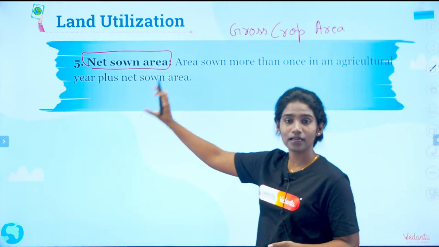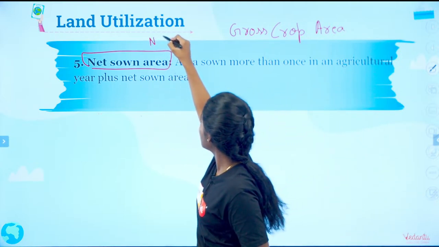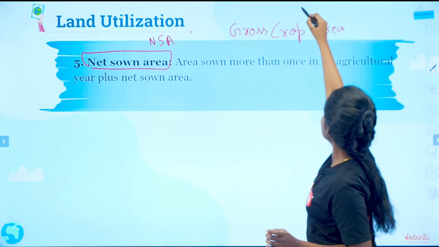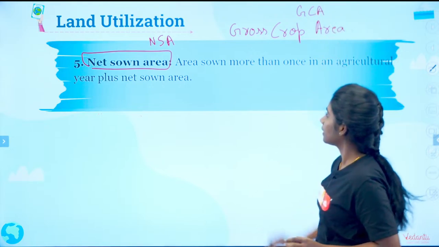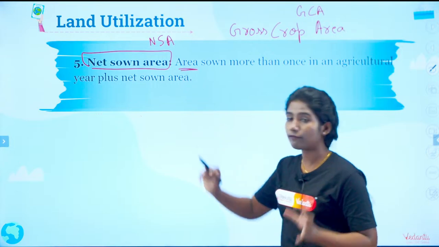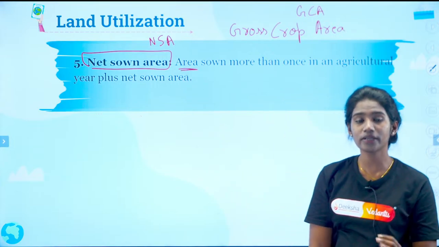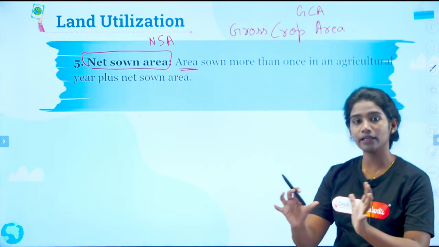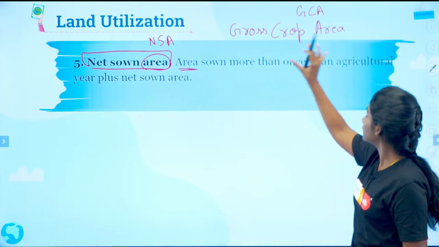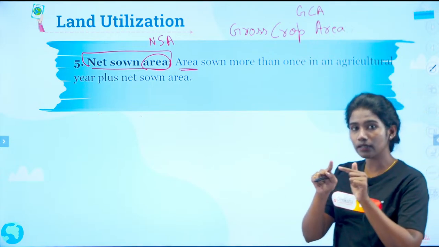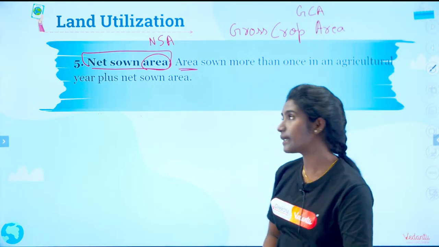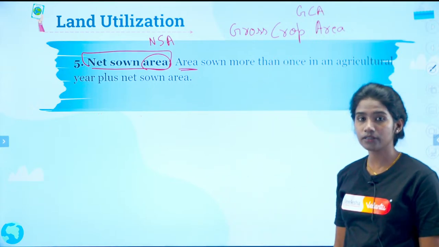Okay, so here the net sown area is abbreviated as NSA, and the gross crop area is abbreviated as GCA. So, now what is net sown area? Net sown area is the area where the crop is sown and the cultivation happens. It is talking about the area, whereas gross crop area is how many times the crop is sown within that particular area.